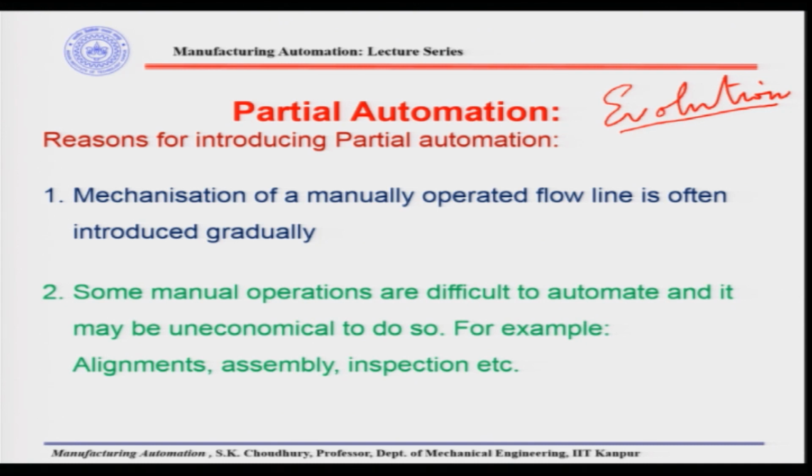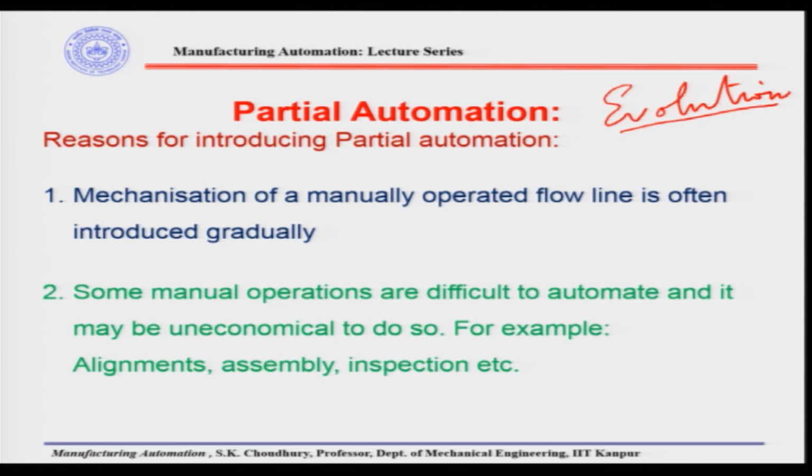Now, there are two basic reasons why partial automation should be introduced. First, the mechanization of a manually operated flow line is often introduced gradually, as I said just now. And the second reason is that some manual operations are difficult to automate, as I told you earlier also, and it may be uneconomical to do so. For example, alignments, assembly, inspection, etc.